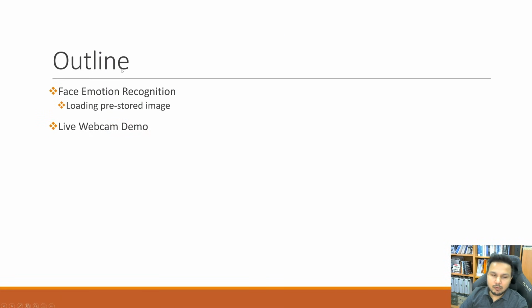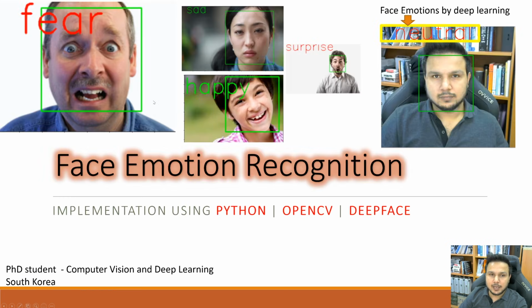This is the outline of my video, in which we will start with a pre-stored image. For example, this is an image, and here you can see that this guy is scared, this girl is sad, this boy is happy, and this man is surprised. So first we will start with a simple image. It's better to divide and conquer, right? So we will start with a simple image and then we will proceed.